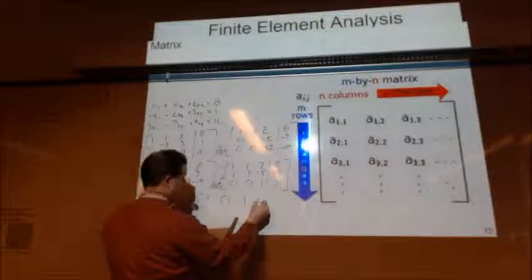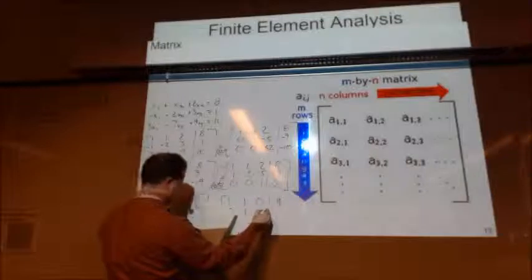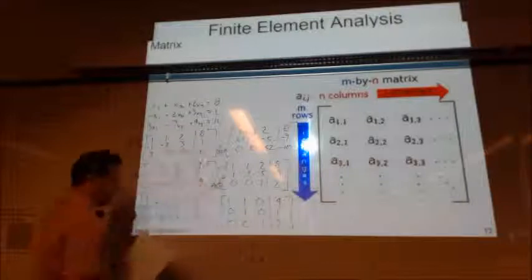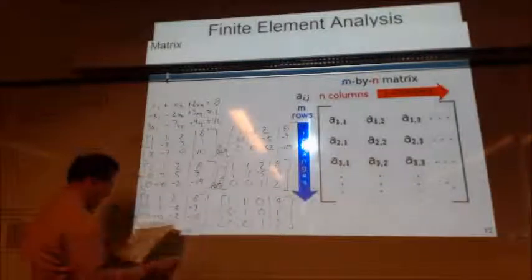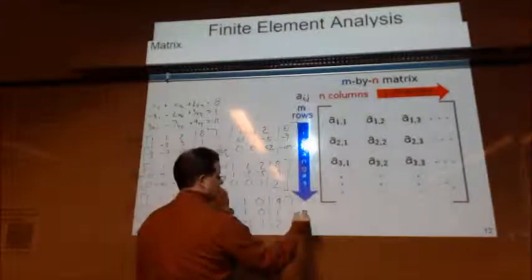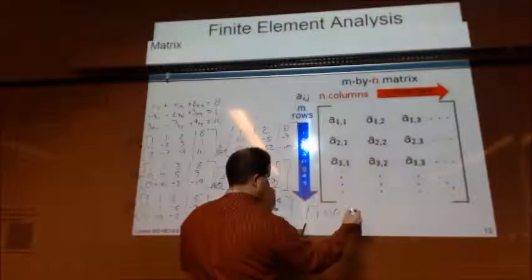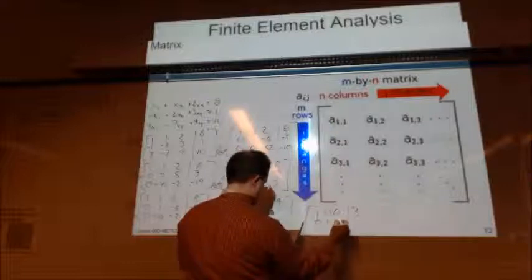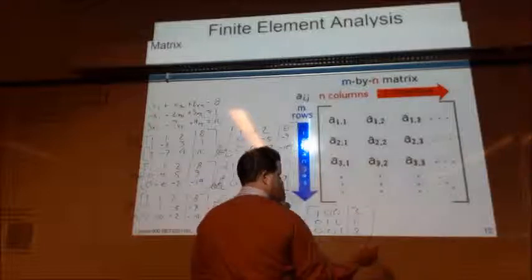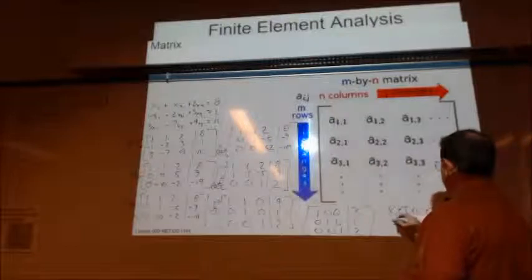1, 1, 0, 4, 2, that doesn't change. Alright, so we're almost there. Gotta get rid of that guy. So let's put it over here. So this is our reduced row echelon form.